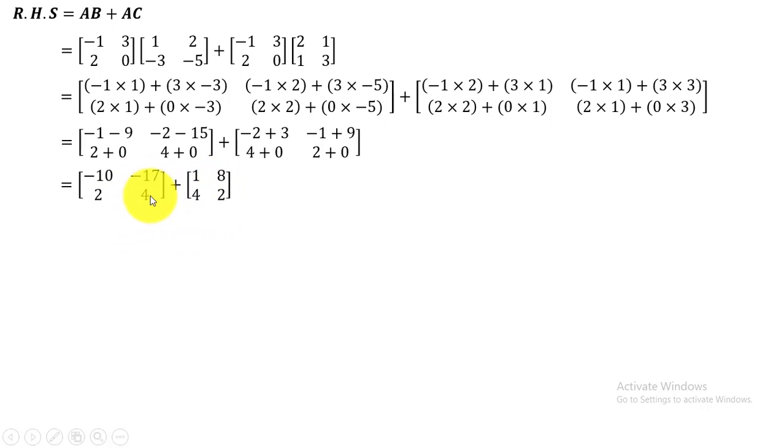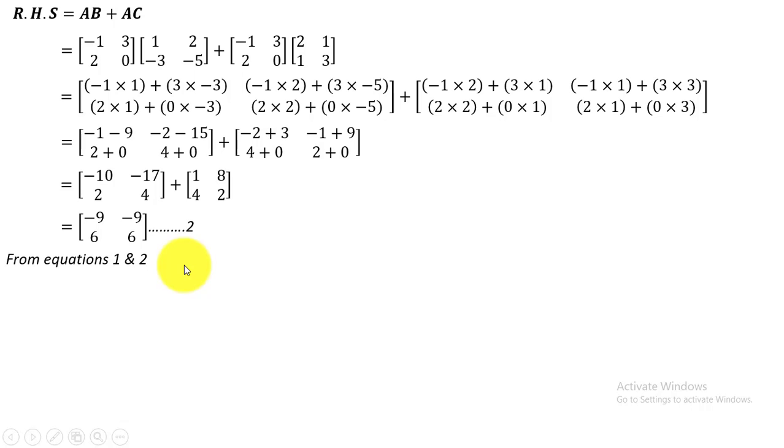So we add their corresponding elements. Negative 10 plus 1 that is equal to negative 9, negative 17 plus 8 that is equal to negative 9. 2 plus 4 that is equal to 6 and 4 plus 2 that is equal to 6. So right hand side A times B plus A times C is equal to matrix having elements minus 9, negative 9, 6 and 6. That is equation number 2.